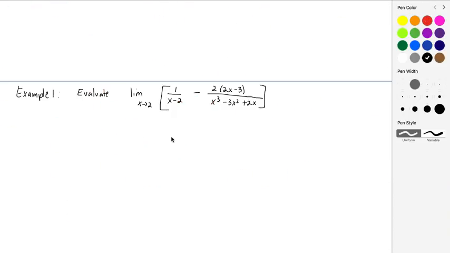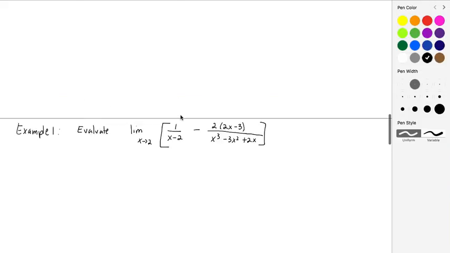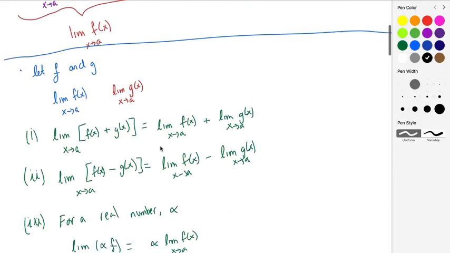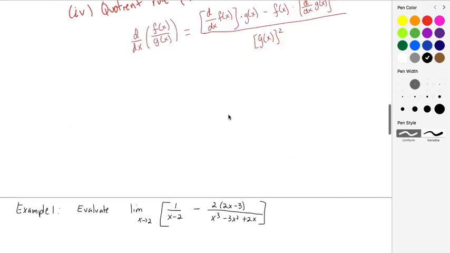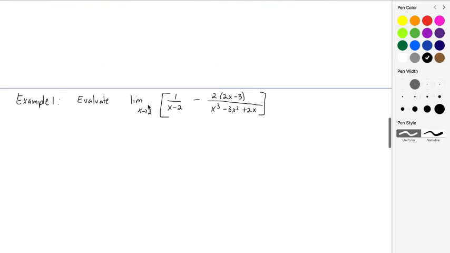So let's look at our third example, and let's think about the rules that we learned about limits previously, and we're going to try to use those rules to evaluate the limit of these two functions as x approaches 2. Okay, so this is what we have right now, and we're trying to see what happens to this difference of functions as the value of x approaches 2.